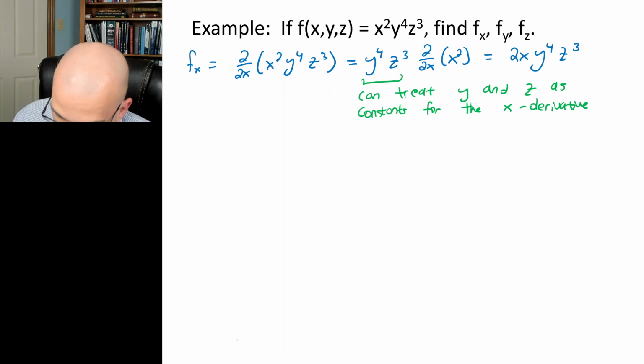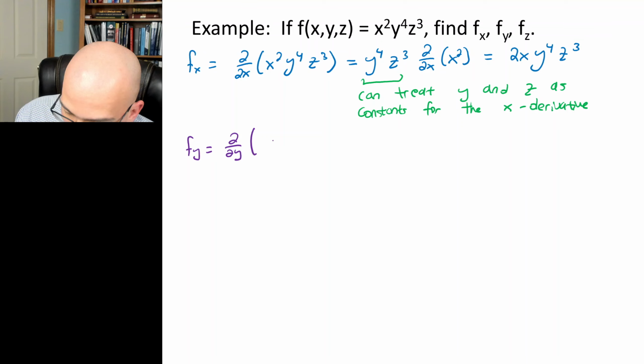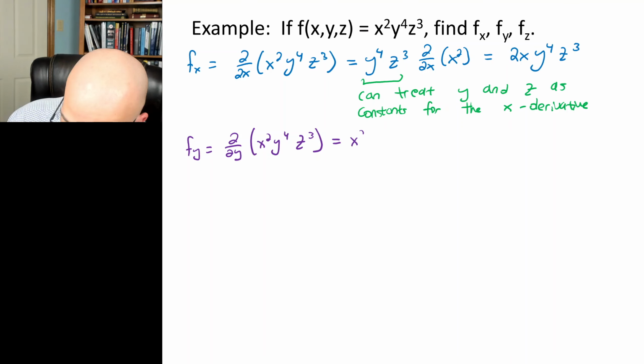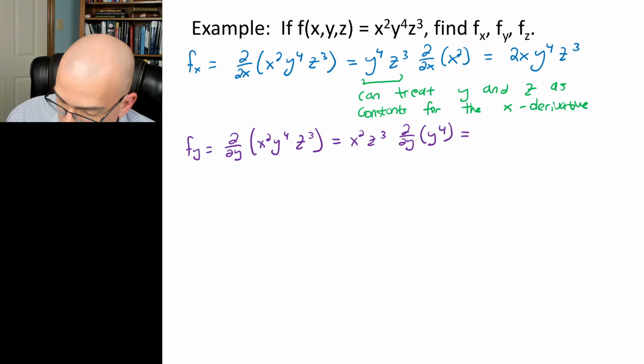Okay, now I'll do the next one. F sub y, ∂/∂y of the same thing, x squared y to the 4 z to the 3. Now we're treating x and z as constants. So I'm going to pull x squared and z cubed out front. I will have the y derivative of y to the power 4. So I'll have 4x squared y cubed z to the power 3.